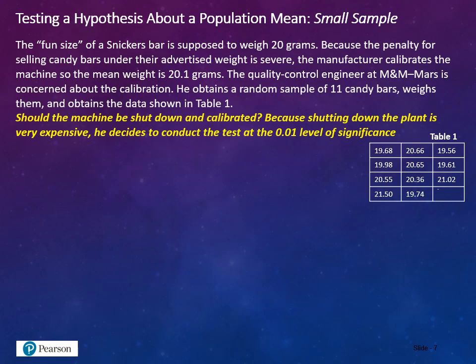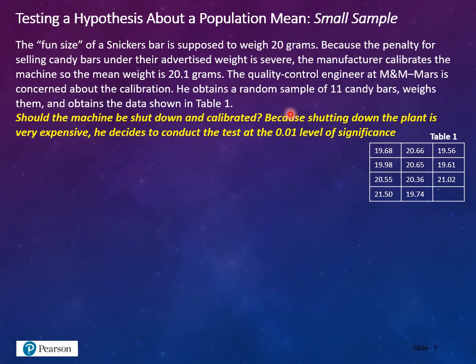So now let's look at an example for testing the hypothesis about a population mean, but using a small sample. And remember, that's if the sample size is less than 30. So here we're talking about the fun size of a Snickers bar is supposed to weigh 20 grams. Because the penalty for selling candy bars under the advertised weight is severe, the manufacturer calibrates the machine so that the weight is 20.1 grams. The quality control engineer at M&M Mars is concerned about the calibration.